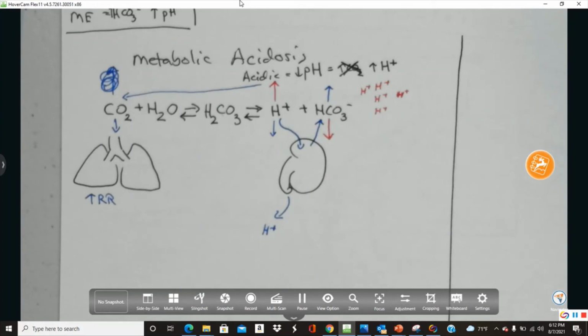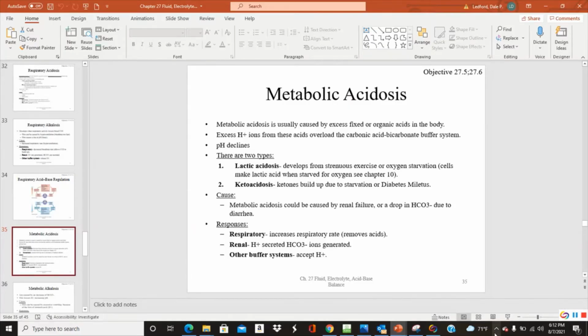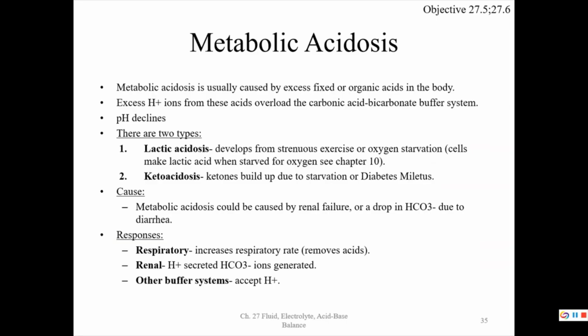And for these patients, you can give them bicarbonate. You can give bicarb to acidosis patients as a treatment. Now, as I mentioned, there are really two types called lactic acidosis and diabetic ketoacidosis, which is indicative of diabetes mellitus, or also, for example, starvation could cause ketoacidosis.